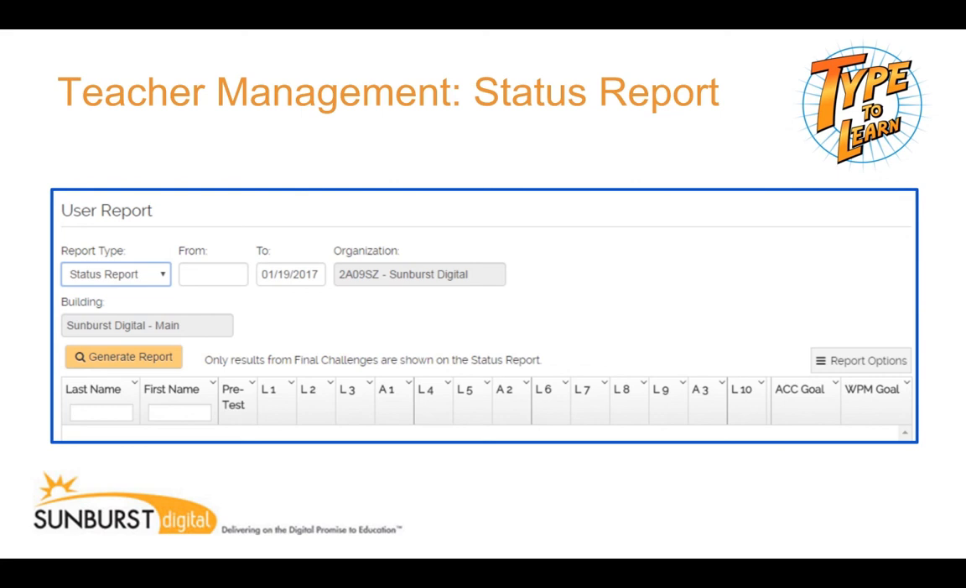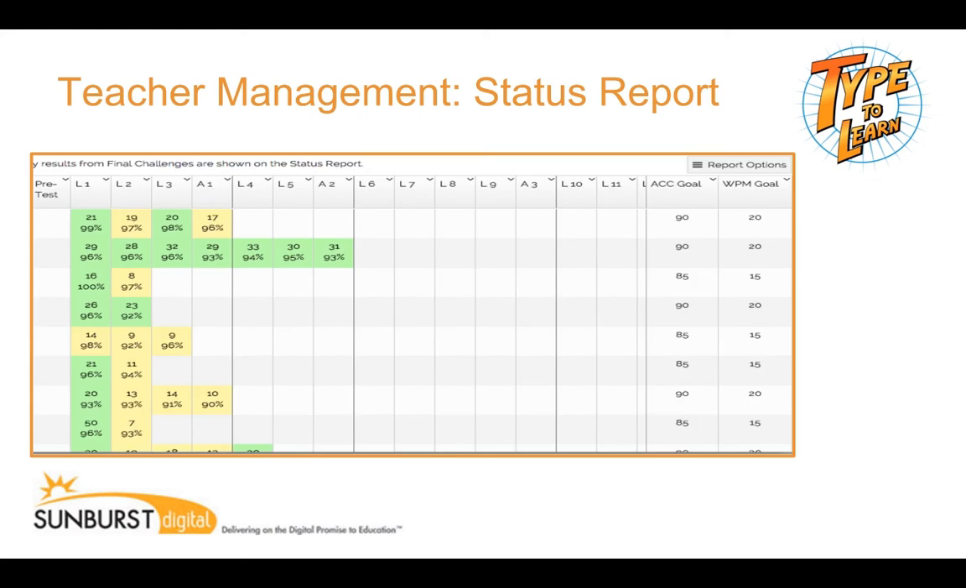Status reports are a quick snapshot of student progress with color coding for words per minute and accuracy scores for students who have completed a final challenge or assessment. Students who have met one of their goals are coded in yellow. Students who have met both of their goals are coded in green, and a reddish pinkish will show up if they have not met either goal.